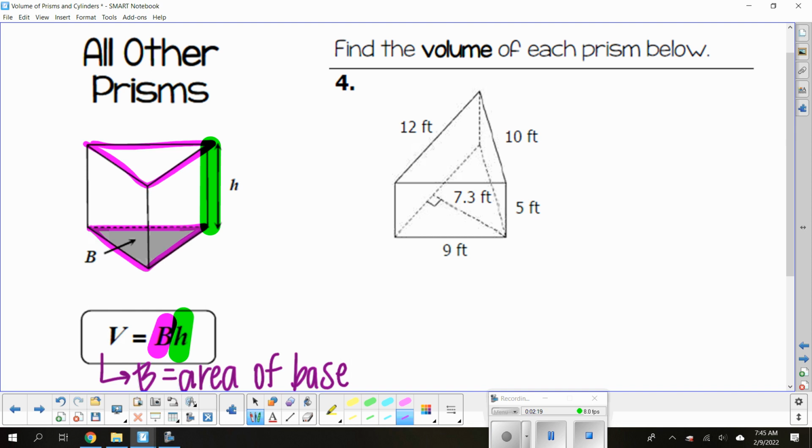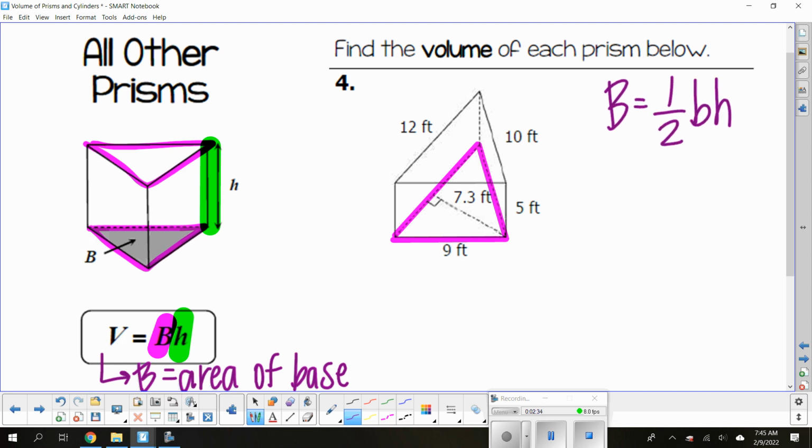So if I look at number 4, my base shape is a triangle. So I'm dealing with a triangular prism. So if I'm thinking of big B, well, big B for a triangle is 1/2 base times height, right, to get my area of a triangle. So I can run that separately, or I can run that at the same time as the volume. That's really just up to you.